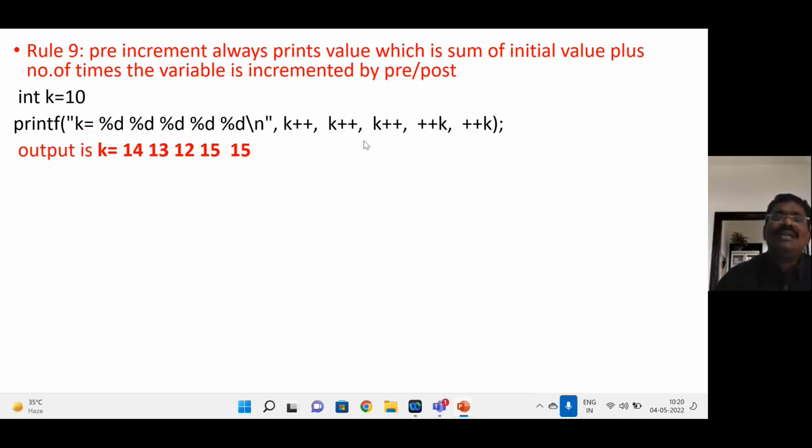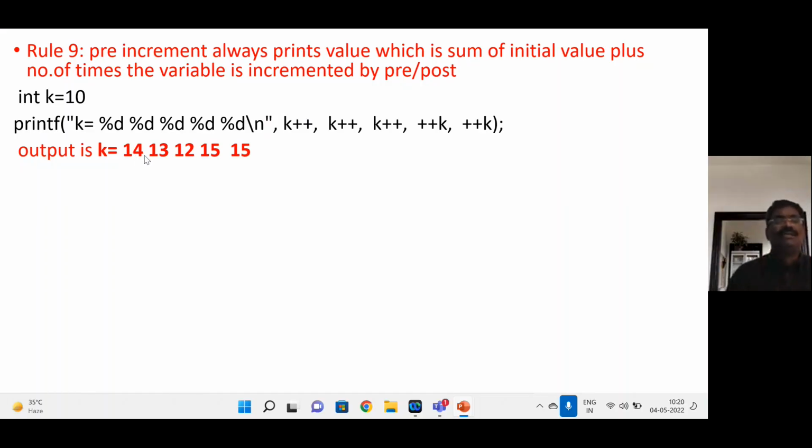You see 15 and 15 because of the pre-increment operators. The next one already has 2 pre-increments, so that is 10 plus 1, 11, 11 plus 1, 12. After that we are using post increment, so 12 is printed. Then 12 is incremented by 1 and 13 is printed, and 14 is printed.